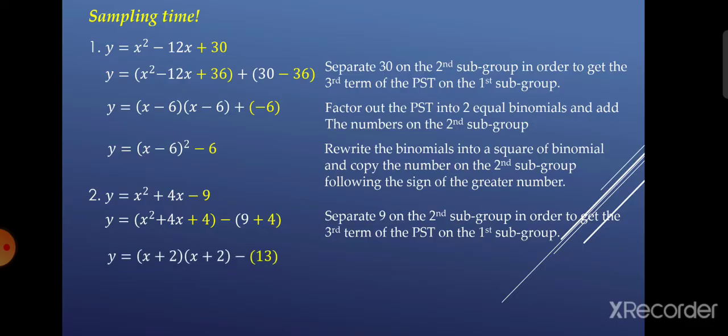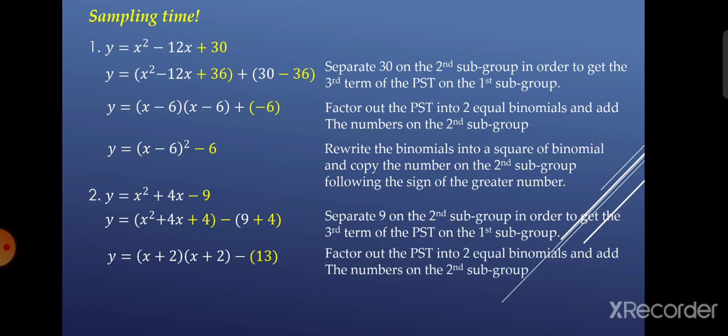Second step. We get the binomial factors of the perfect square trinomial x squared plus 4x plus 4. So x plus 2, x plus 2. 2 times 2 is 4, then 2 plus 2 is 4, the middle term 4x. Then copy the minus separation sign between the two subgroups. Then 9 plus 4 is 13. So first we factor out, then add the numbers on the second subgroup.